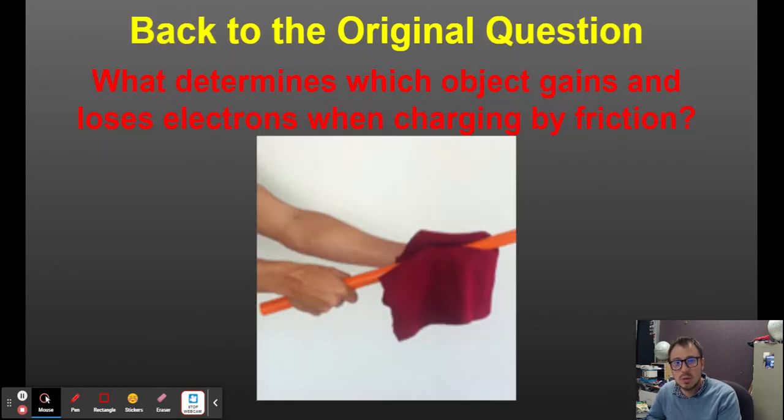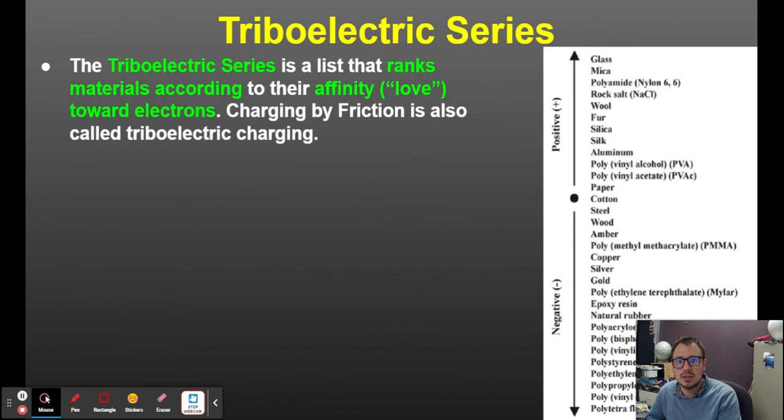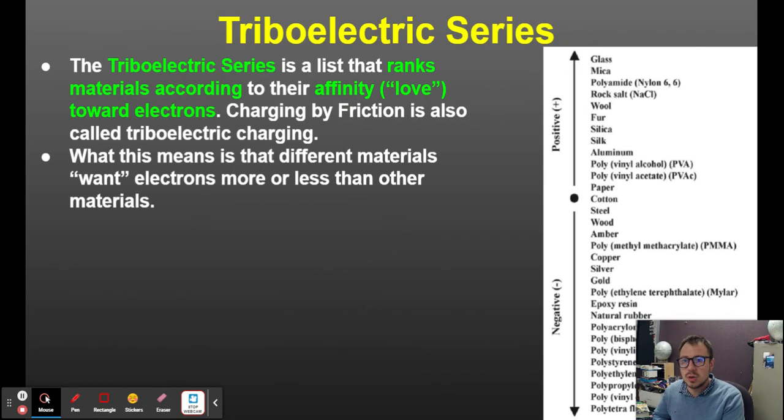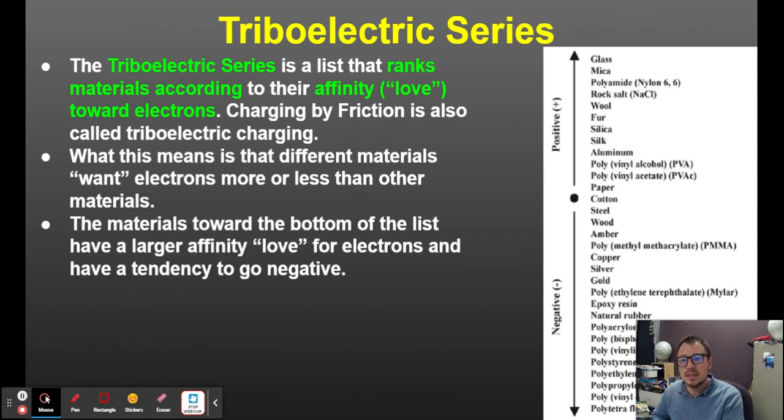All right, so what determines which object gains or loses electrons when charging by friction? So that's what we're going to do, the static cling lab. What determines that is the triboelectric series. The triboelectric series is a list that ranks materials according to their affinity, or love, towards electrons. So some objects want electrons more than others. Charging by friction is also called triboelectric charging. So what it means is that different materials want electrons more or less than other materials.